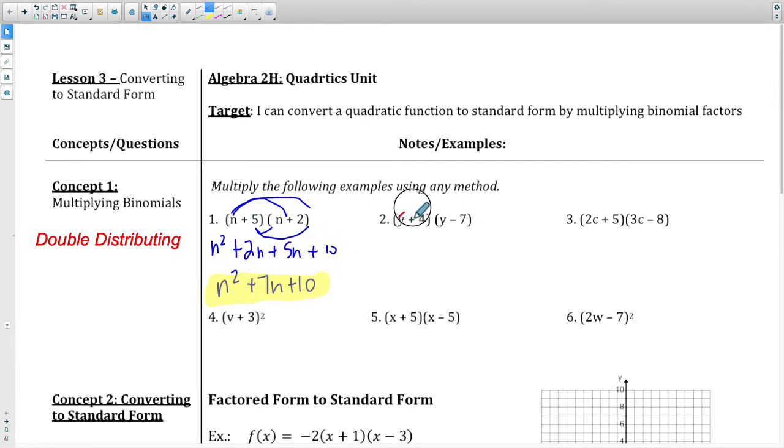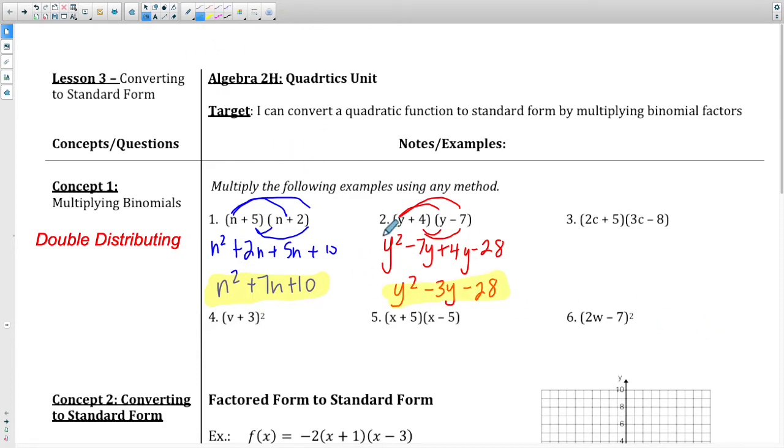This one is a little bit more difficult, not really, but it does have a negative, so we just have to pay attention to that negative sign. So we're going to get y squared minus 7y, but then when I do these, I get plus 4y and minus 28. And again, I want to combine my like terms. And so I get y squared minus 3y minus 28.